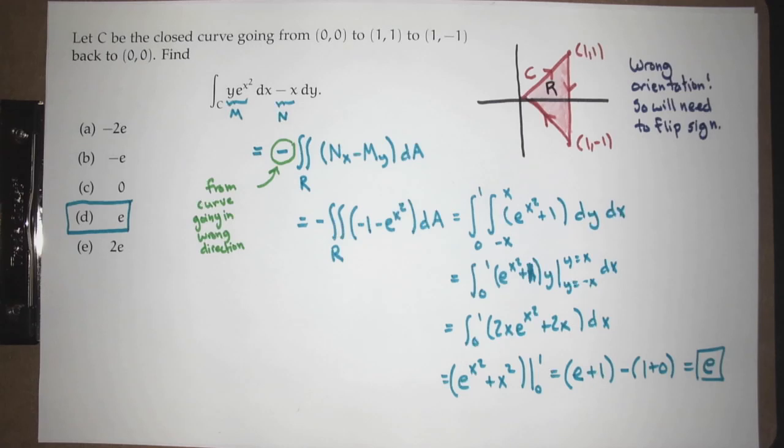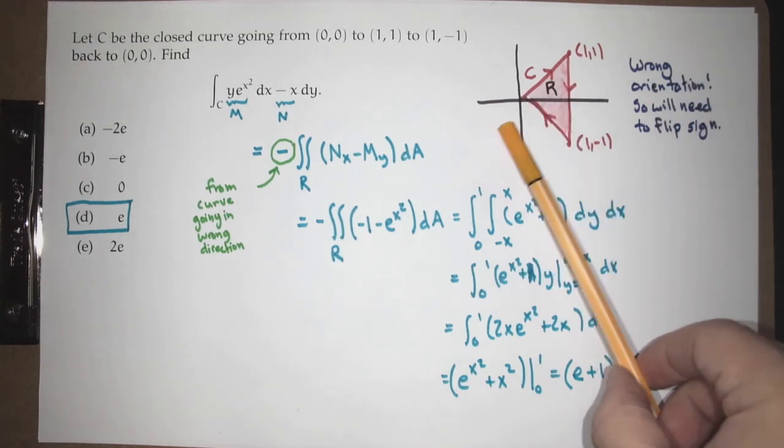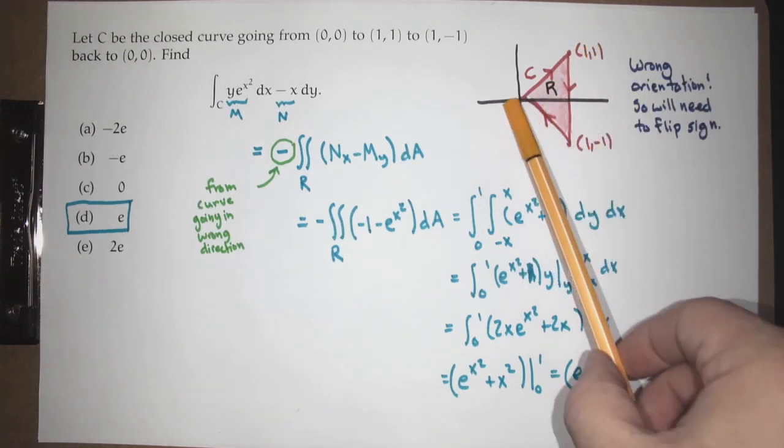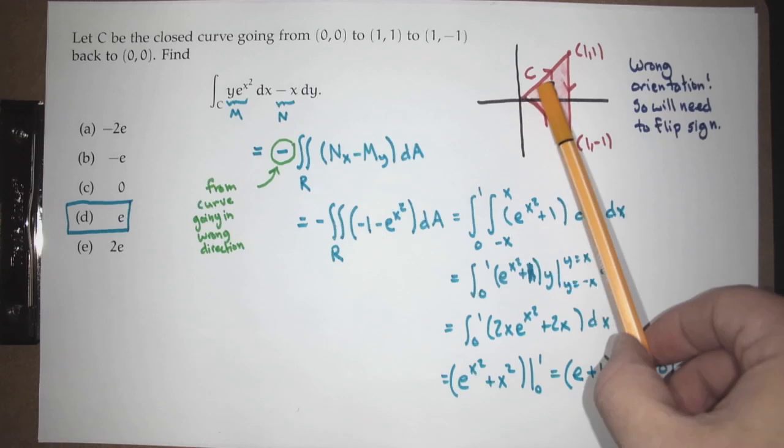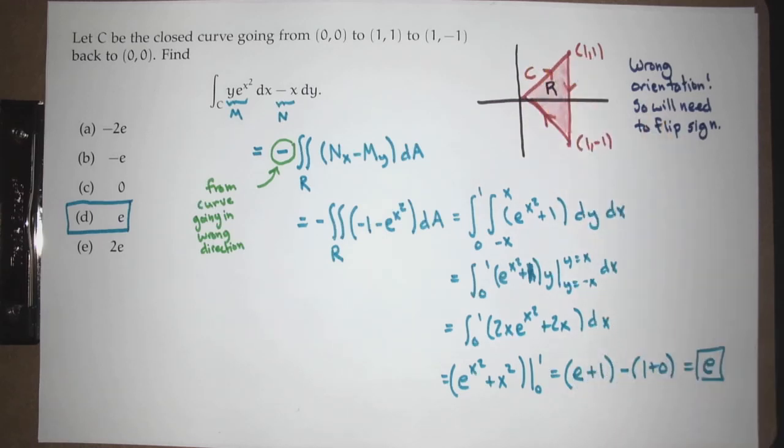Now, being closed isn't enough to be 0. If it was conservative and closed, that would guarantee it's 0. So what do we do? Well, we look at our curve, and it's good to have a picture. We're going from (0, 0) to (1, 1) to (1, -1) back to (0, 0). That's our picture. We mark arrows so we can see what's going on, because orientation matters.